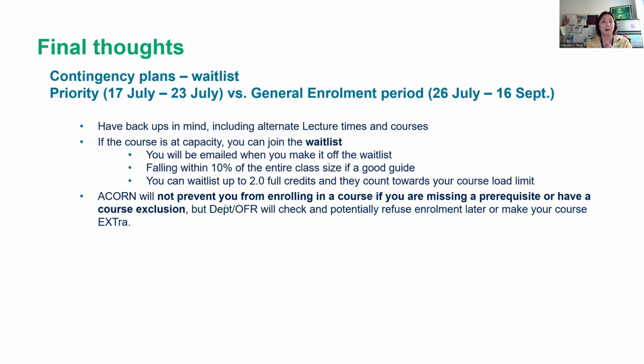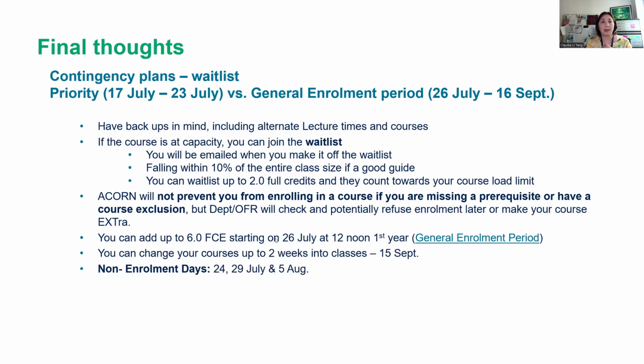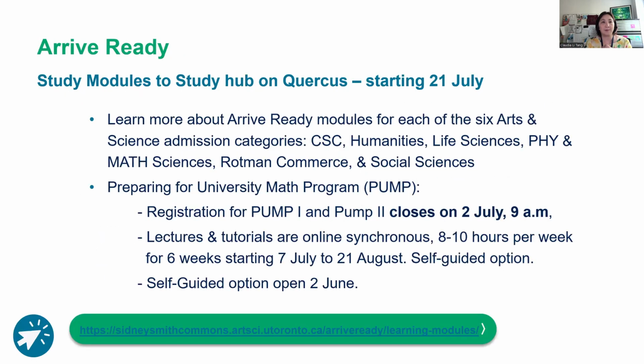So ensure that you're settled in all the courses and you're following all of these prerequisites and so forth. If you have any questions, please don't hesitate to contact us and also the department to ensure that you are okay to stay in the course or have the appropriate waiver or prerequisites needed. So in the second round, you can add up to 6 credits in the general round. Okay, and I think that comes to the final slide, which is Arrive Ready.